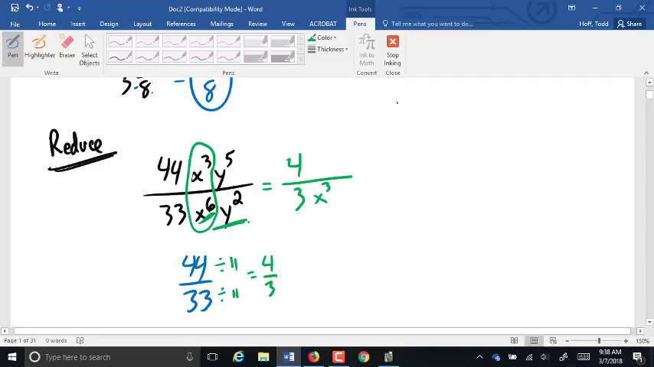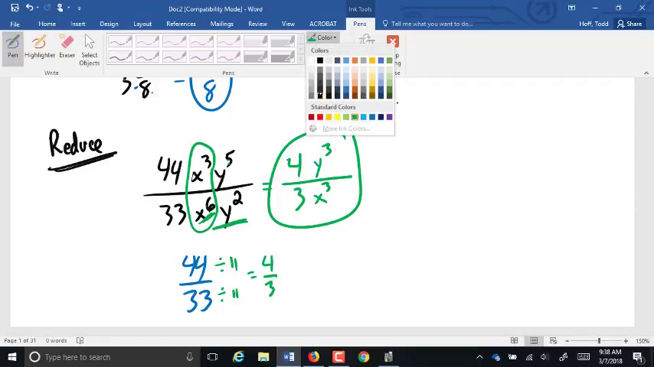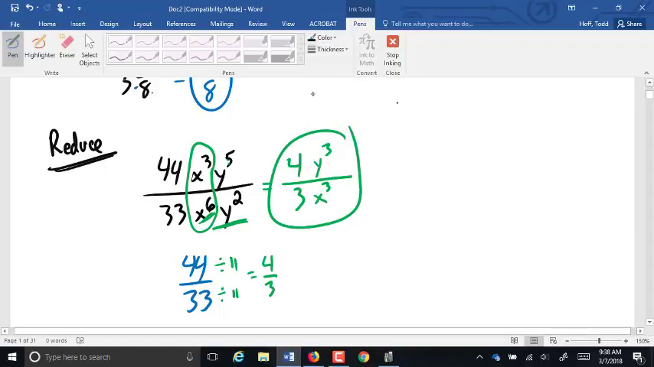For y, is it going to go top or bottom? Top. 5 is the bigger power, so y is on top. And it's going to have a power of 3. 5 minus 2 makes 3. So that's going to be 4y to the third over 3x to the third. And that is the reduction of that fraction.